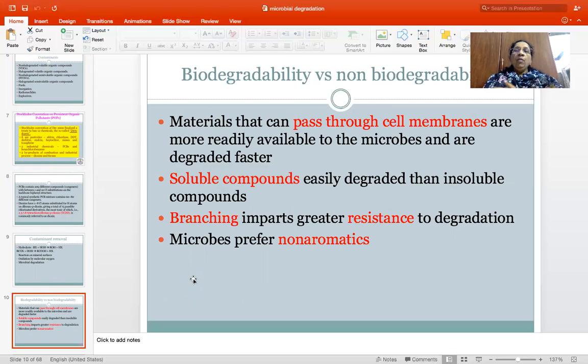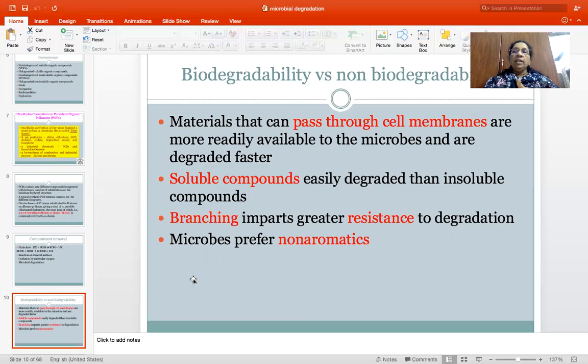So, how a compound becomes biodegradable and how it becomes non-biodegradable. Generally, materials or compounds that can pass through the cell membranes are more readily available to the microbes and they are degraded faster. Usually microbial biodegradation occurs by means of enzymes. These enzymes may be either extracellular or intracellular enzymes.